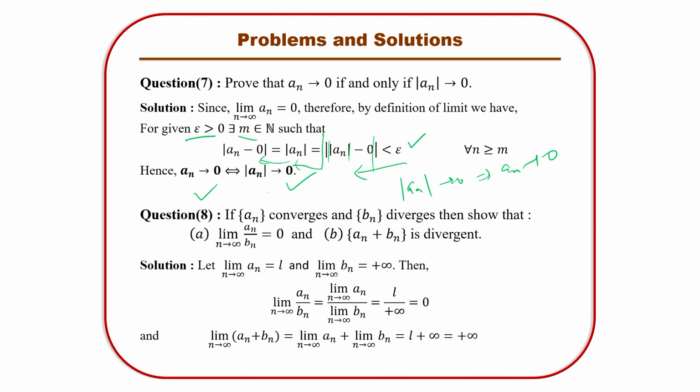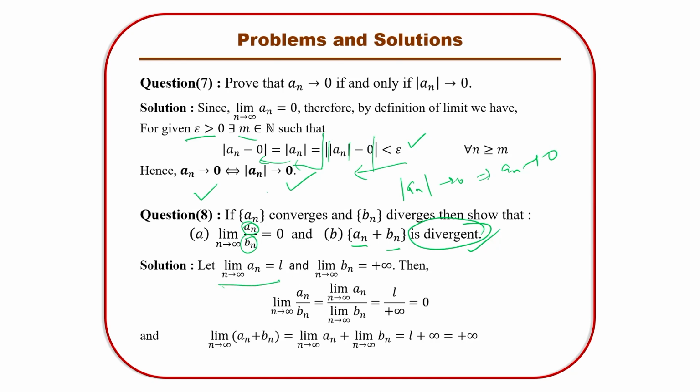If aₙ is a converging sequence and bₙ is a diverging sequence, then limit of aₙ by bₙ equals 0 and aₙ plus bₙ is divergent. The sum of a converging and a diverging sequence is always divergent, but the quotient of a converging by a diverging sequence leads to 0. And we will show in a minute how I can be sure about this.